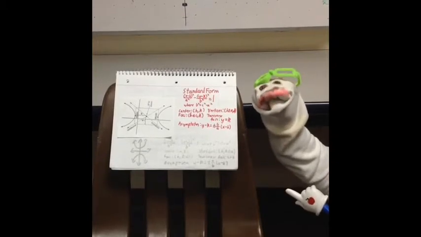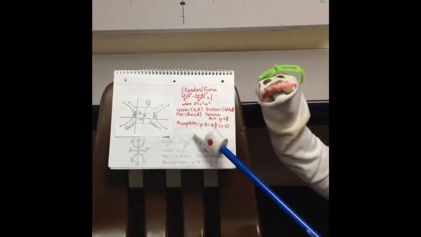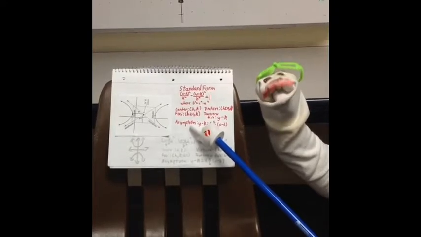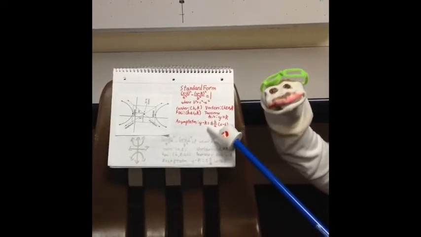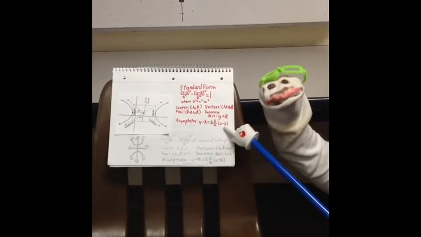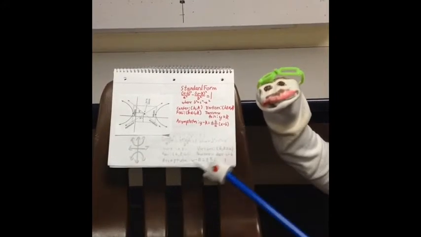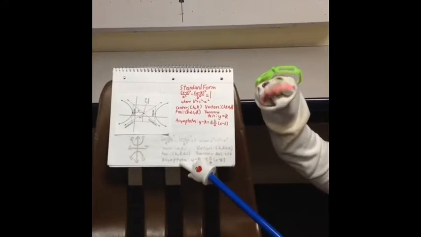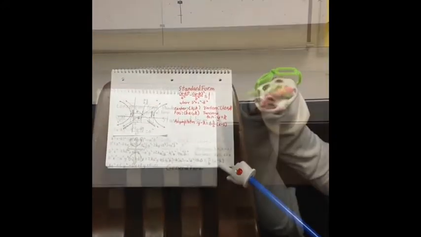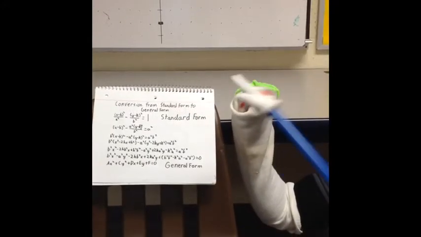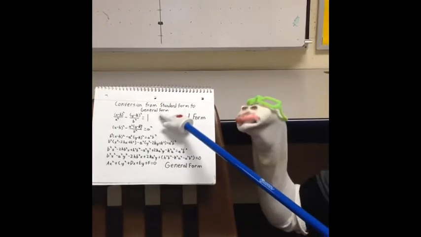Hyperbolas are unique in that they have a set of lines that they approach but never cross, called the asymptotes. For a horizontal hyperbola, the equation is y minus k equals plus or minus b over a times (x minus h). For a vertical hyperbola, the equation is y minus k equals plus or minus a over b times (x minus h). Hyperbolas have a general form as well.